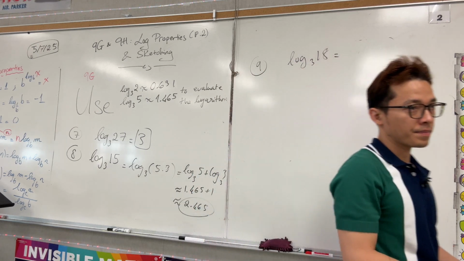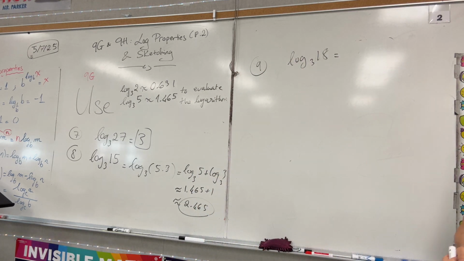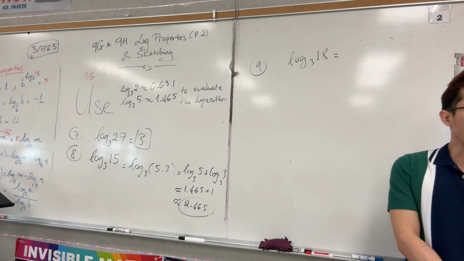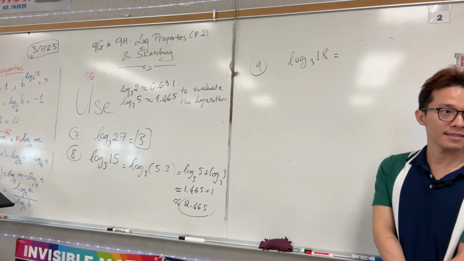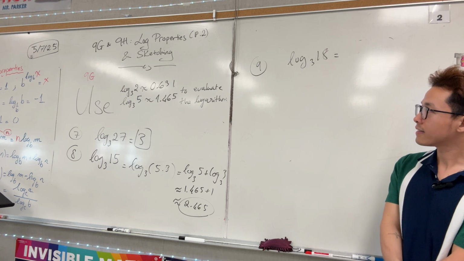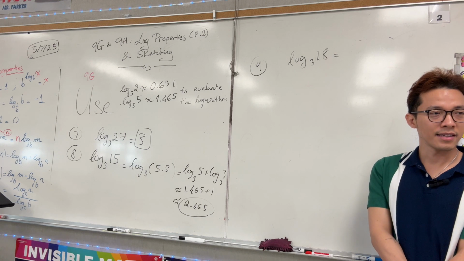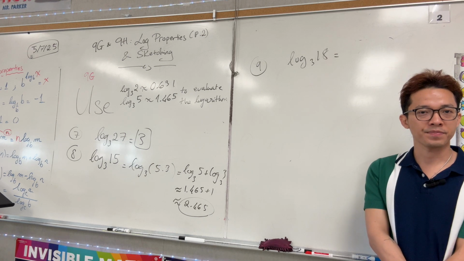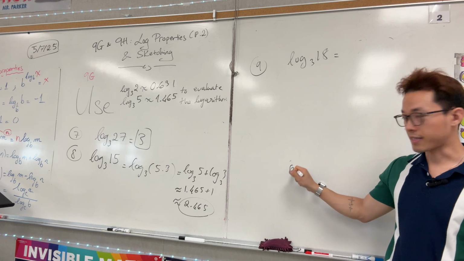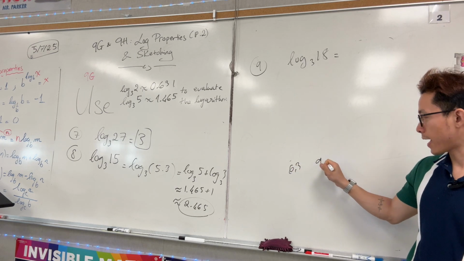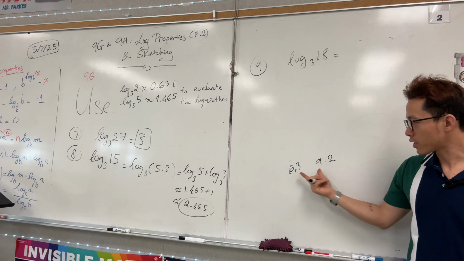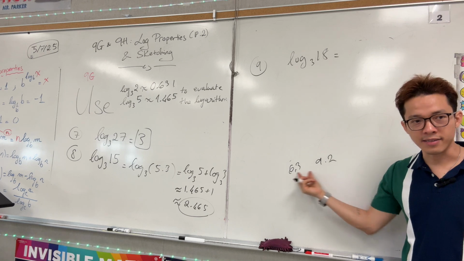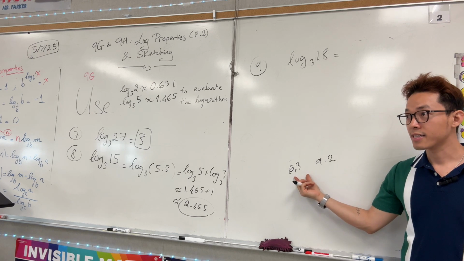All right, 18. Dana, let's go. 18. How do you break it into a product? What are two numbers multiplied to 18? You have 6 and 3. You have 9 and 2. 18 and 1 doesn't do anything. So 6 and 3, or 9 and 2, which one is better?